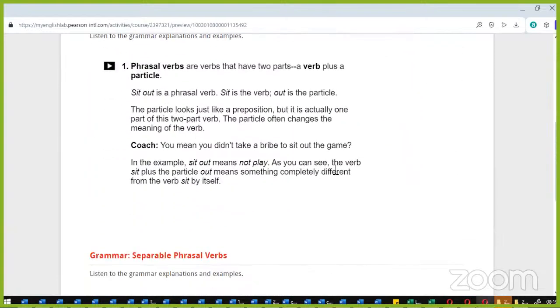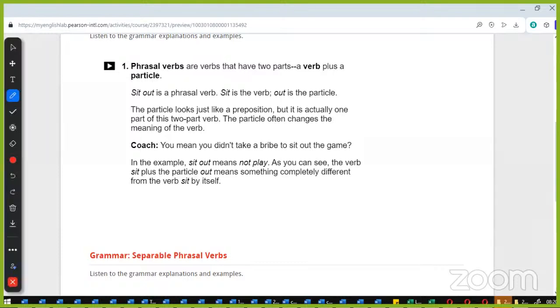Phrasal verbs are verbs that have two parts, a verb plus a particle. Sit out is a phrasal verb. Sit is the verb, out is a particle. The particle looks just like a preposition, but it is actually one part of this two-part verb. The particle often changes the meaning of the verb. The coach says, "You mean you didn't take a bribe to sit out the game?" In the example, sit out means not play. As you can see, the verb sit plus the particle out means something completely different from the verb sit by itself.